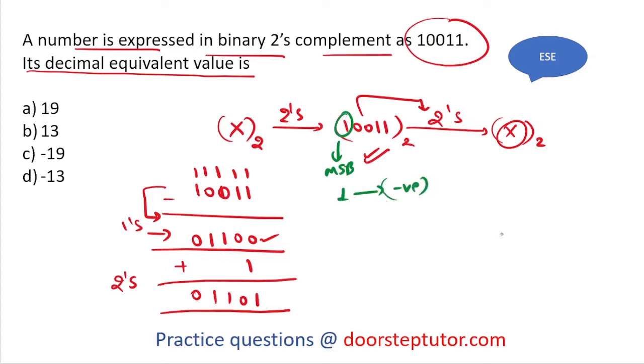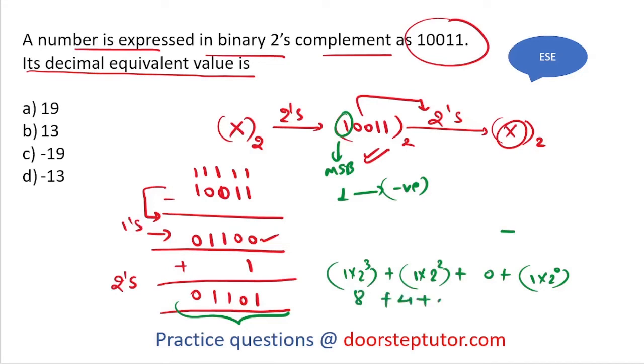Now if you look at this number, since the MSB is 1, it has a negative sign, so the given number should have a negative sign, and the magnitude can be found from this value. The magnitude is 1 into 2 to the power 0 plus 0 plus 1 into 2 to the power 2 plus 1 into 2 to the power 3. This is 8 plus 4 plus 0 plus 1, that is 8 plus 4, 12, plus 1 is 13. So we can say the number is negative and the magnitude is 13. So the given number is minus 13.